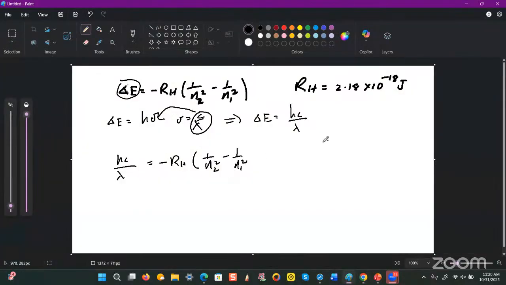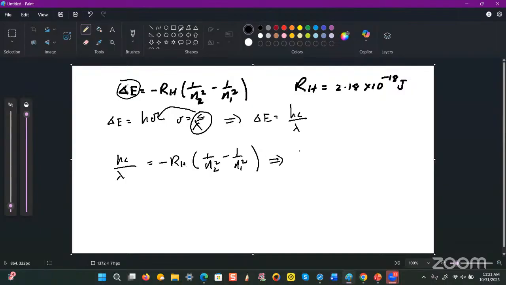So going back to this here. As I was saying, this is the delta E here. I'm going to replace it with hc over lambda, and that would be equal to minus R_H times 1 over n2 squared minus 1 over n1 squared. Then I'm going to bring the hc to the right side from the left side. The only way you can do that is you divide both sides by hc.